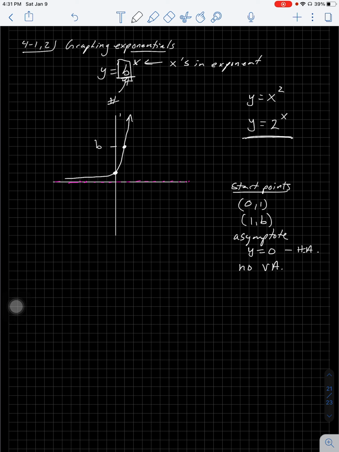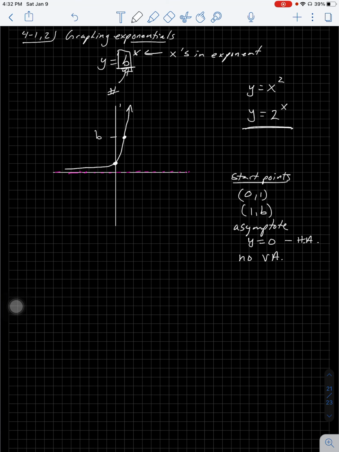Now, when we did all the shifting of the parent graphs, I told you you were going to hear that lecture 4 more times this semester. This is one of them. So we can shift all of these things, and the shifts work exactly the same way as they did before. So what I'm going to do is write you an example of an exponential and show you all the places where something can be put.